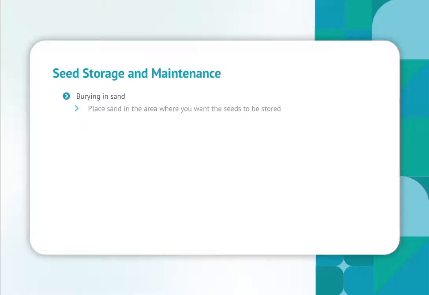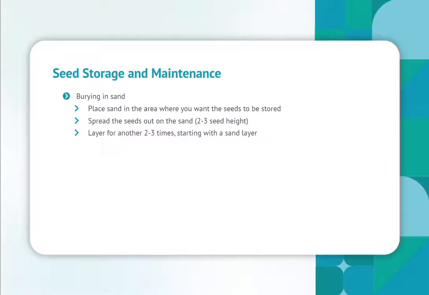Burying in sand. Place sand in the area where you want the seeds to be stored. Spread the seeds out on the sand, 2 to 3 seed height. Layer for another 2 to 3 times, starting with the sand layer.